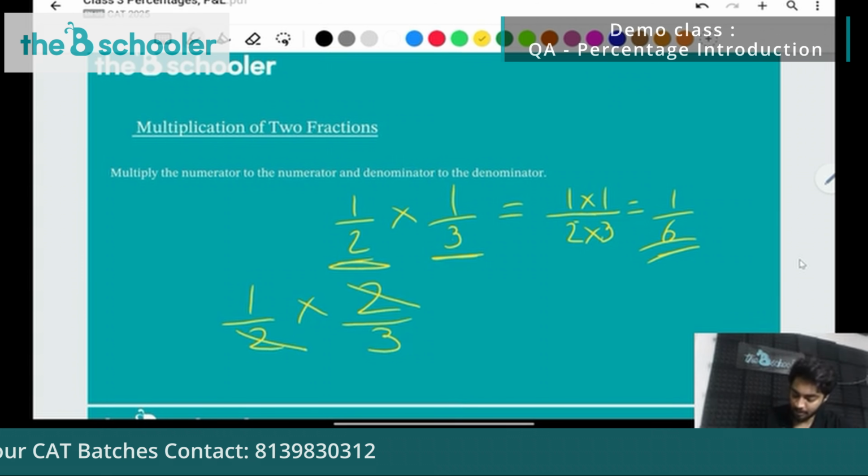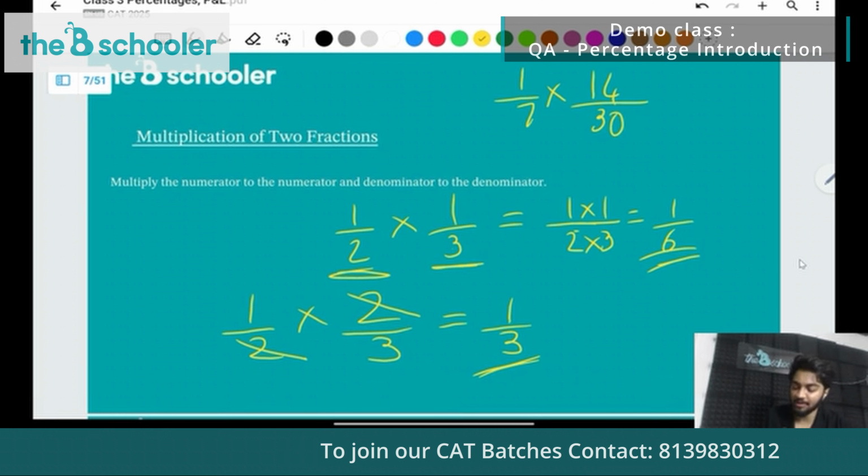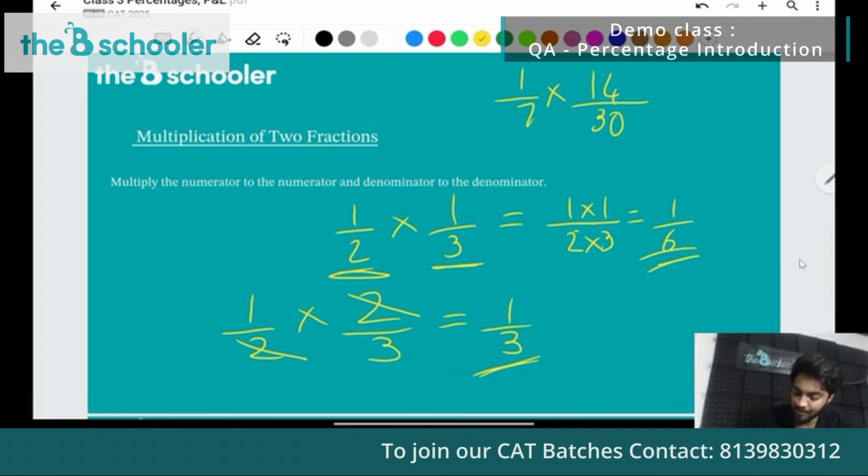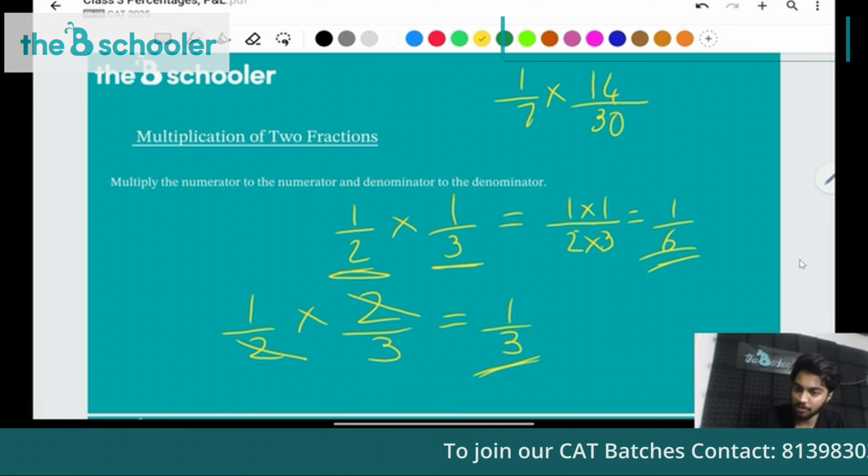Similarly, if it was 1 by 7 into 14 by 30, these are multiples, right? 7 and 14 has a 7 inside it, so you can cancel it out. Cancelling the 7 in 14, you have only 2 left. Again, this 2 and the 2 in 30, cancel, and you will get 15 here. So you will get the answer as 1 by 15. Is this clear?